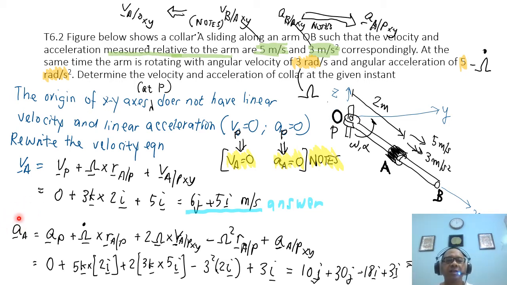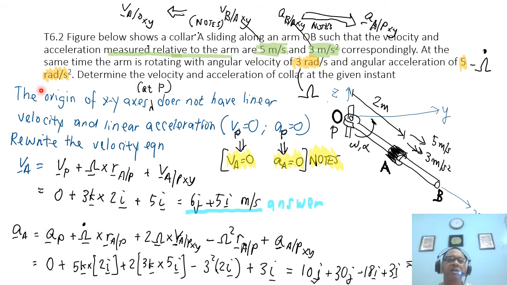So using the same approach, we can now apply the data to the acceleration. When you look at the acceleration, I have written down the long acceleration equation. AA equals AP plus omega dot cross position vector A relative to P, plus 2 omega cross relative velocity, minus omega square position A relative to P, plus the relative acceleration. That's why in the beginning, we have already identified which is omega dot, which is omega, and the relative acceleration and the relative velocity.